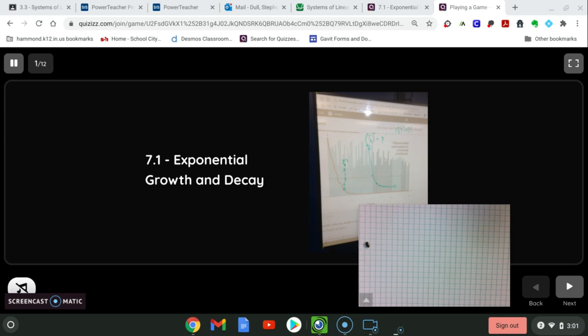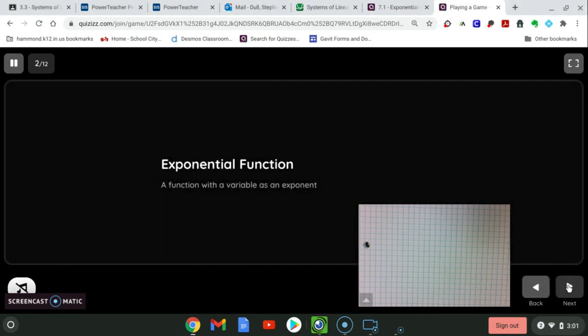Hi, Algebra 2. Wanted to take a look at the notes for section 7.1 on exponential growth and decay. And go ahead and take a minute and write this down, the definition of exponential function. Remember, you can always pause the video for a moment to write down what you need to write down.